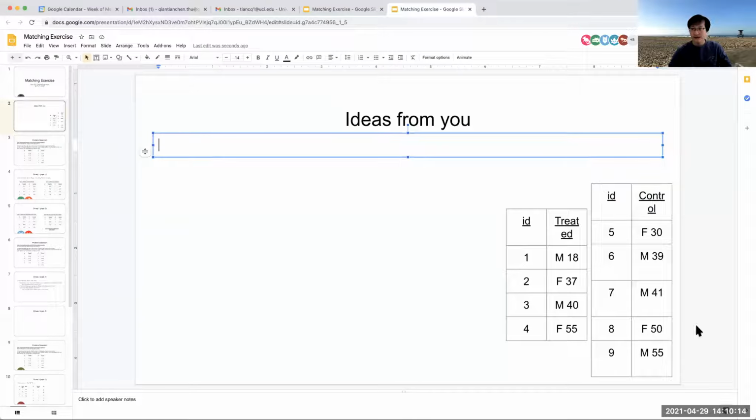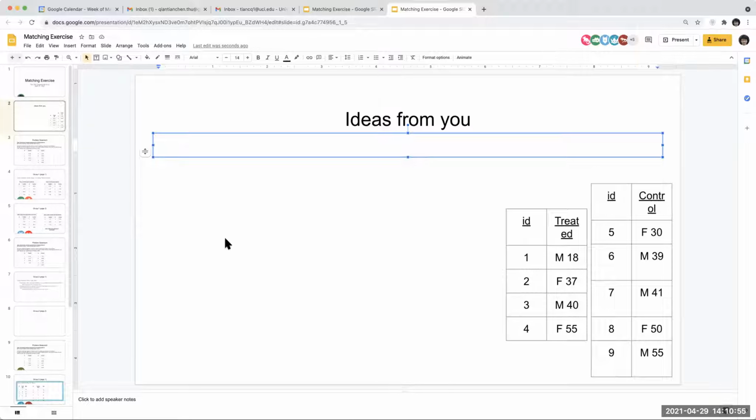Okay, so now we have everyone back. I'd like to hear, is there any volunteer who wants to share their thoughts? What are the considerations in coming up with a match? Someone from group 1, maybe?